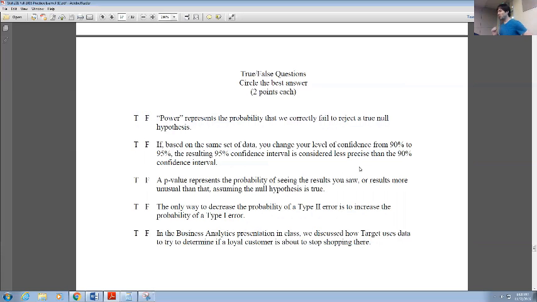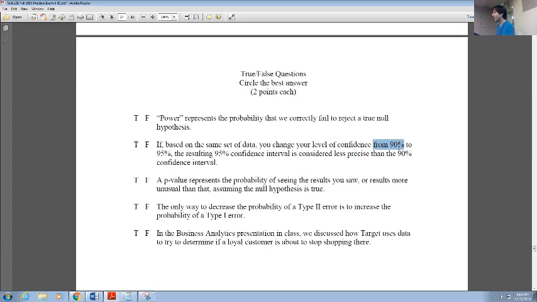If, based on the same data set, you change the level of confidence from 90% to 95%, the resulting 95% confidence interval is less precise. And what we mean by precise is, think about your friend showing up to a party, and they say, I'll be at the party between 7 and 8. If you said, could you be more precise, what would happen to the interval? It would get smaller. That's exactly it. If you said, be more precise, the interval will get smaller.